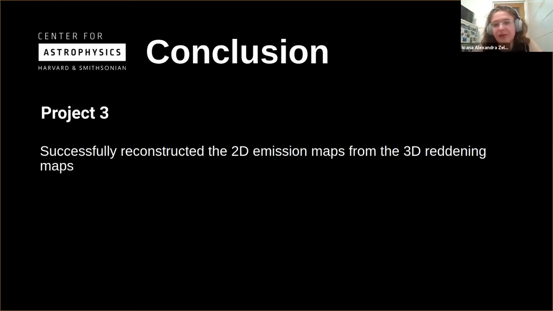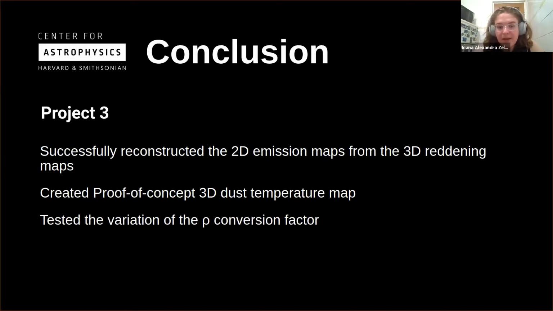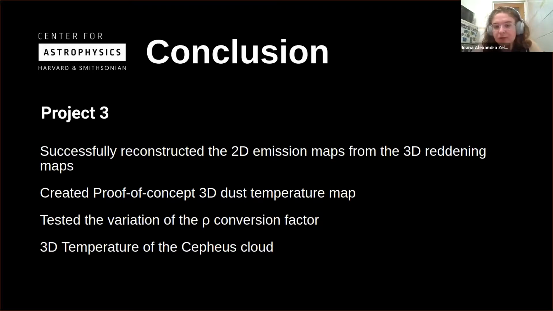So for the third project that I just described very fast, I successfully reconstructed the 2D emission maps from the 3D reddening. The reddening maps are just extinction maps, basically, of dust. So this is more like a proof of concept of a three-dimensional temperature map, because the resolution is very small in distance, but future generations of the extinction maps will allow us to get much better temperature maps as well. And I calculated the three-dimensional temperature of the Cepheus cloud.